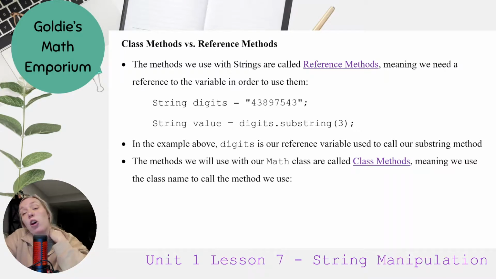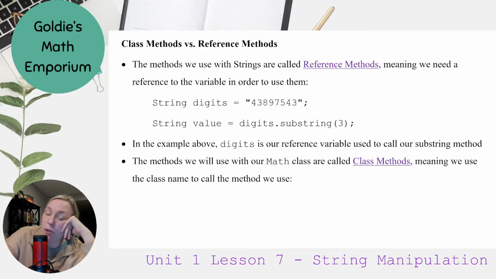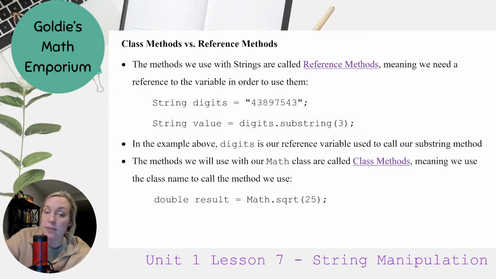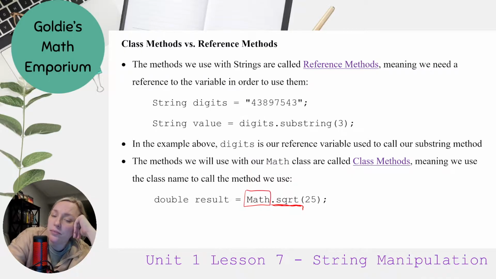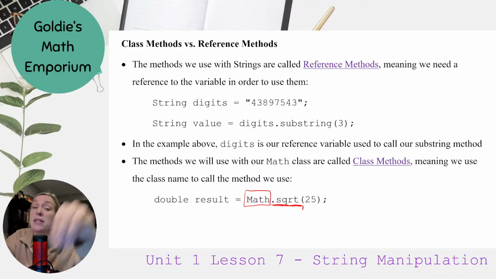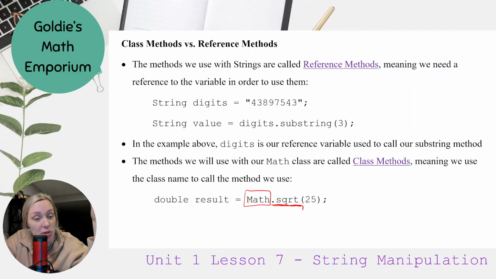We also have what's called class methods, meaning we use the class name to call the method. We're going to see that in our next lesson, lesson 8, on the Math class. So if I want to call a method like square root, since Math is my class, I use Math before my method dot notation in order to use that method. I don't actually use a reference.